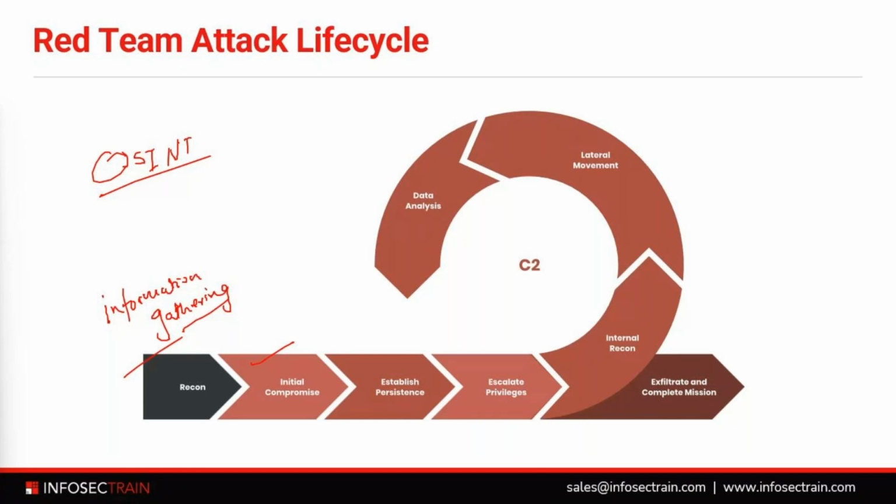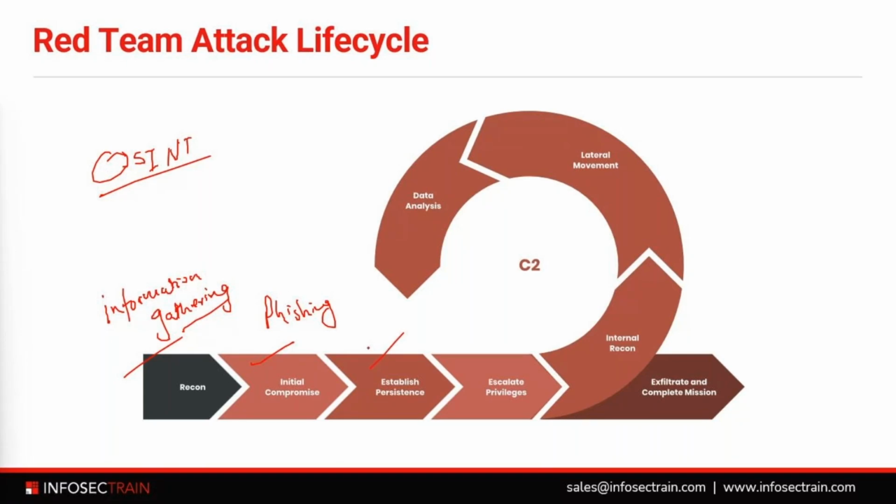Now, initial access means gaining entry into the target network, right? You will be exploiting vulnerabilities, if you have found any, or you will use phishing. You will perform phishing attacks, or you will take help of stolen credentials if you have found them in the reconnaissance phase. Or you can send a spear phishing email to an employee to gain access to their account. Then you will establish persistence.